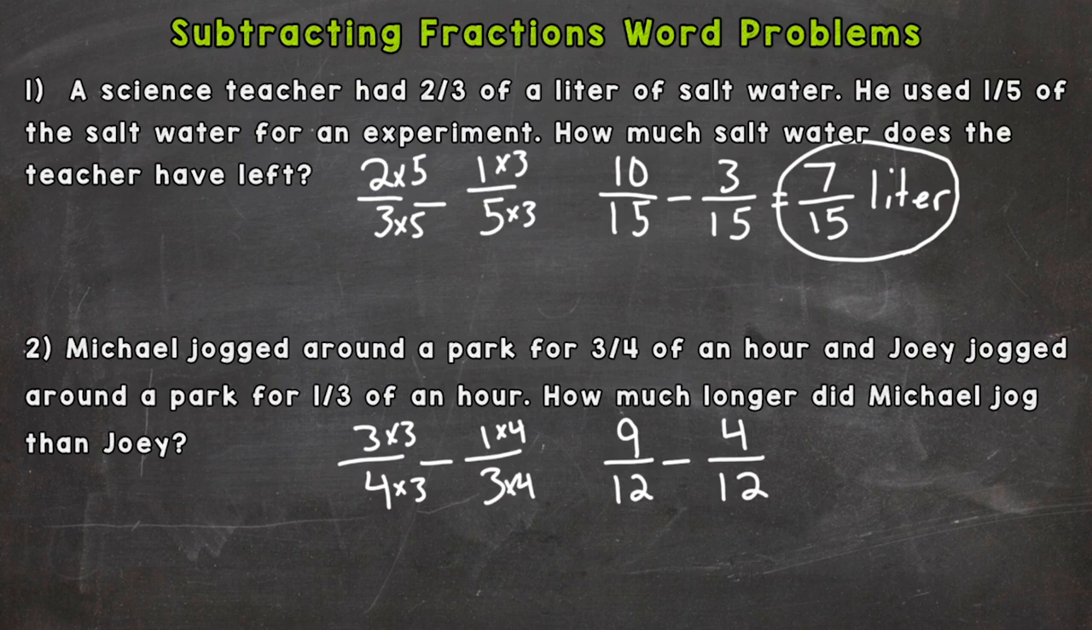Now we're ready to subtract. 9 minus 4 is 5. Keep the denominator of 12 the same, and we end up with 5/12. So how much longer did Michael jog than Joey? Well, 5/12 of an hour longer.